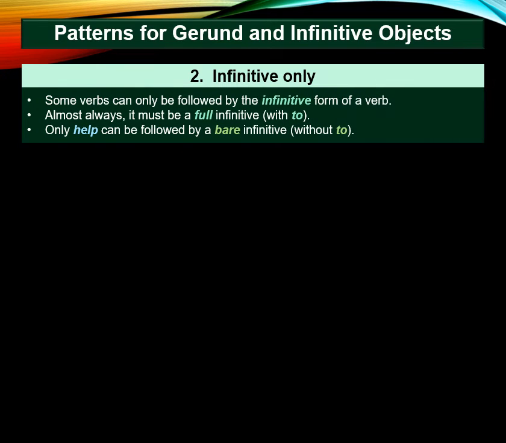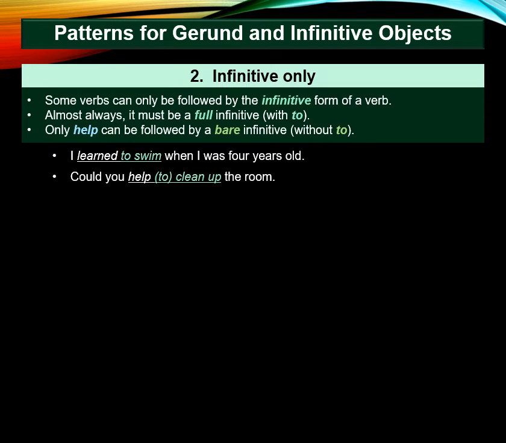The second pattern is infinitive only. Some verbs can only be followed by the infinitive form of a verb. Almost always it must be a full infinitive with to. I'll explain more about this later. Only help can be followed by a bare infinitive without to. With help, you have two choices. With help, to is optional.